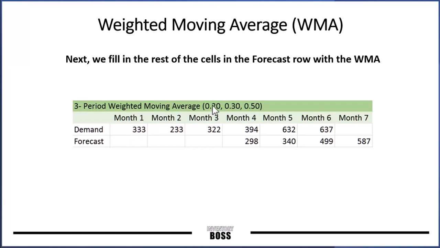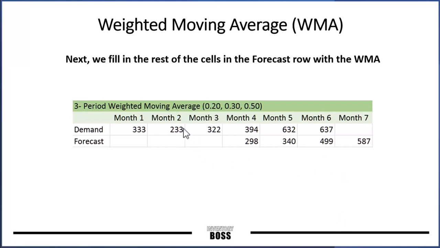So we've weighted this at 0.2, 0.3, and 0.5, and for the first set of 3 numbers, it gave us 298. For the second set of 3 numbers, it gave us 340. For the third set, it gave us 499, and for the last set of 3 numbers, because it's a moving average, we got 587. Now again, we had an event in our data, and if I haven't spotted it yet, I'm going to point it out to you.